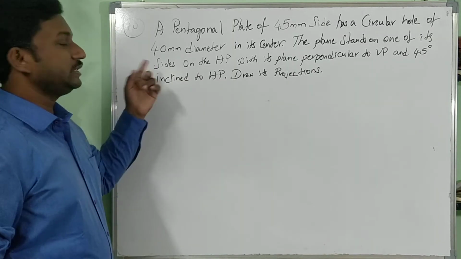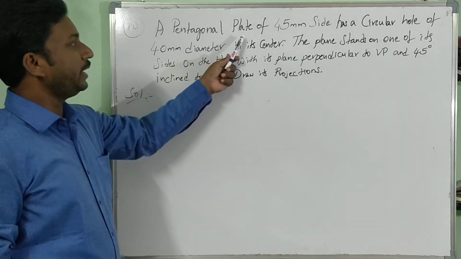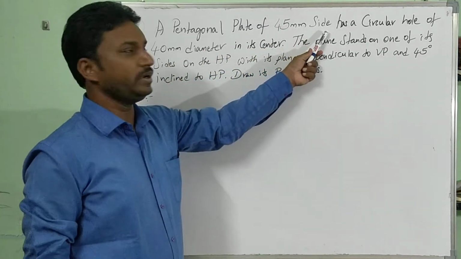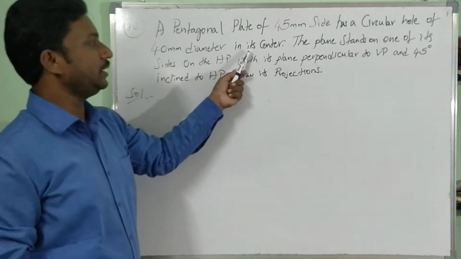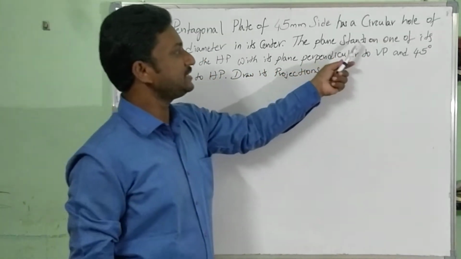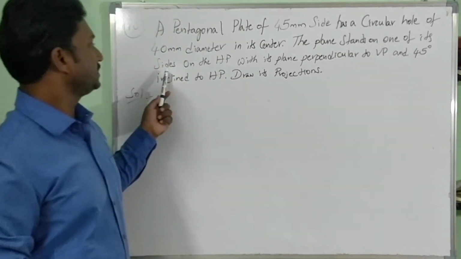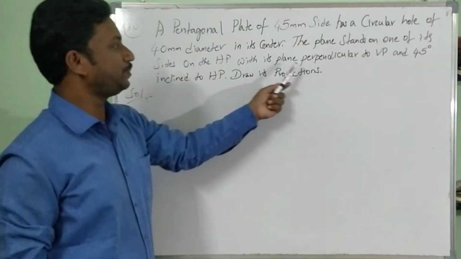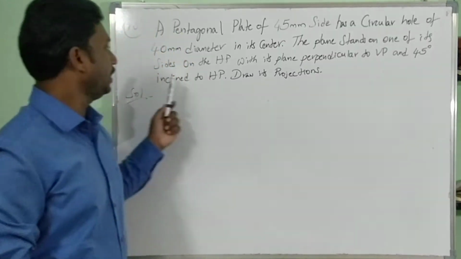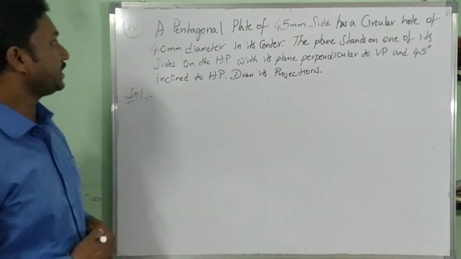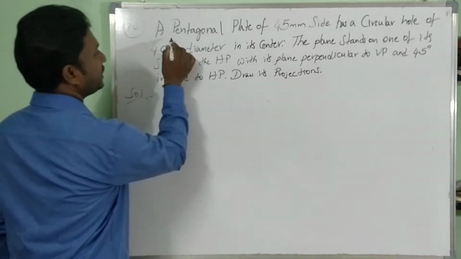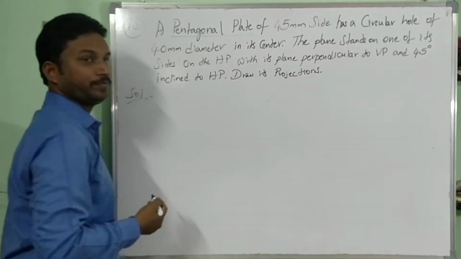See the question. A pentagonal plate of 45 mm side has a circular hole of 40 mm diameter in its center. The plane stands on one of its sides on the HP with its plane perpendicular to VP and 45 degrees inclined to HP. Hope you all understand the question. The given plane is a pentagonal plate.